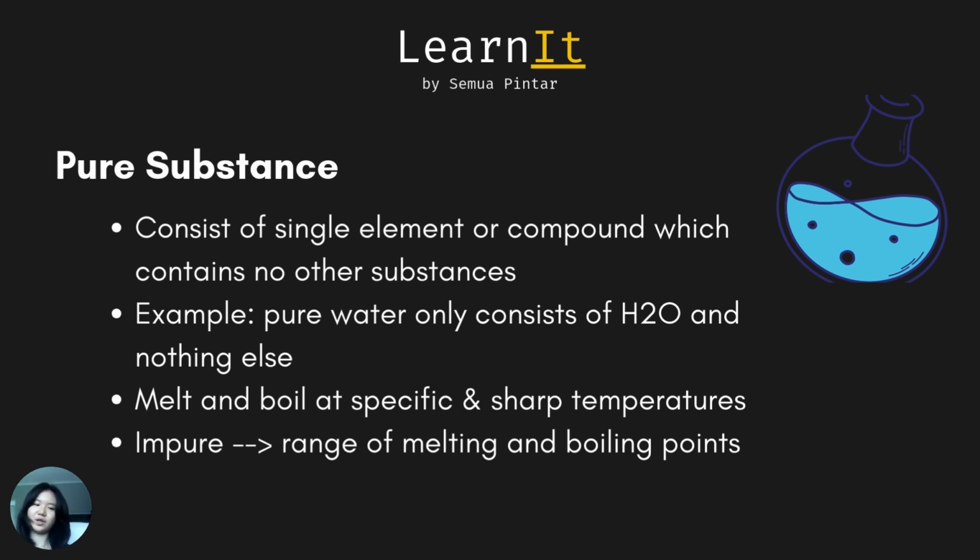But this is different if it's an impure substance. Well, it has a range of melting and boiling points. So generally, impure substances have lower melting points and higher boiling points than pure substances. But then again, there's just a range of these melting and boiling points, which makes that substance an impure one.